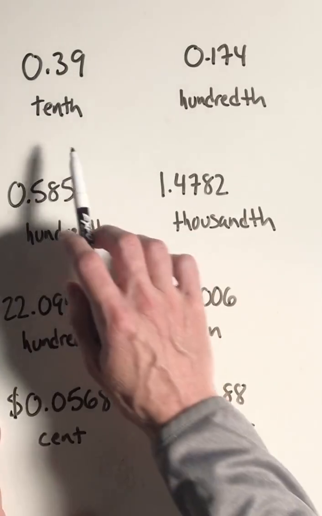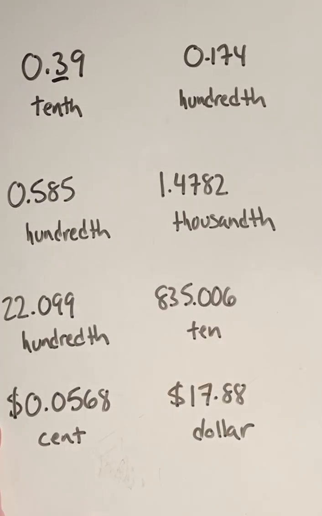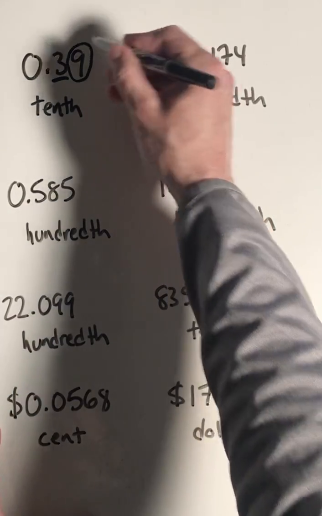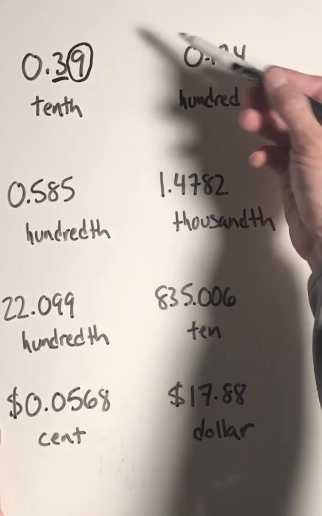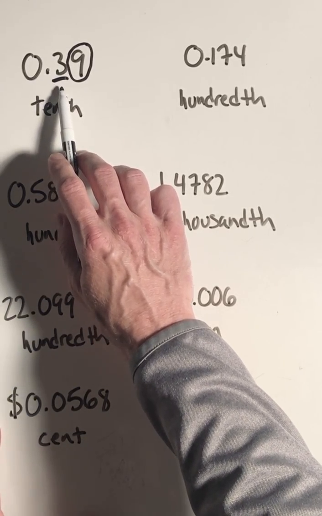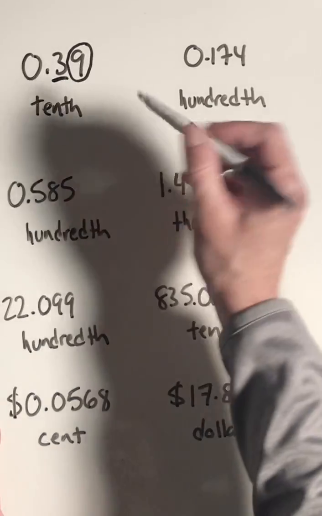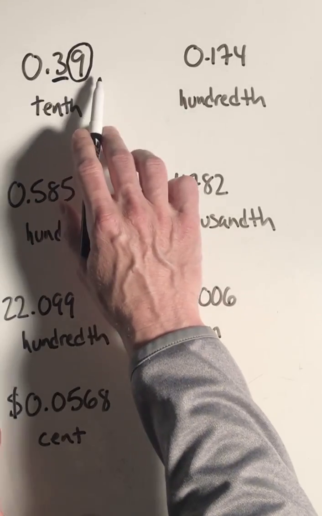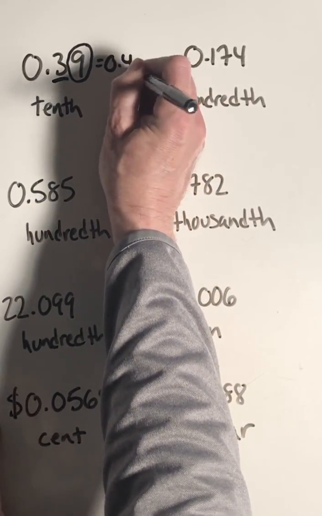If we are rounding to the tenths place, I'm going to underline that place. Then I'm going to circle the digit to the right of it. If that digit is 5 or more, I need to raise this underlined digit by 1. 9 is greater than or equal to 5, so this 3 becomes a 4. To round this number, 39/100ths, to the nearest tenth, that would be 0 and 4/10.